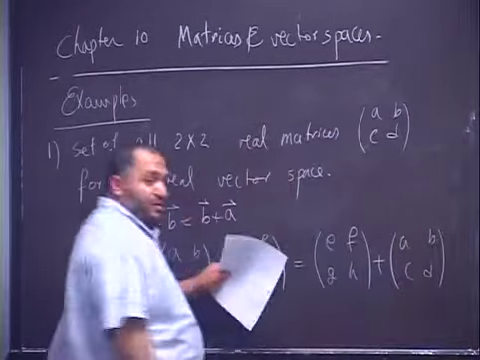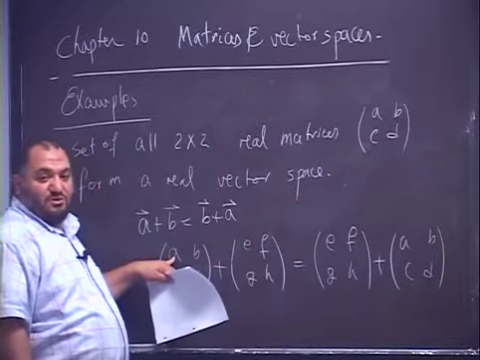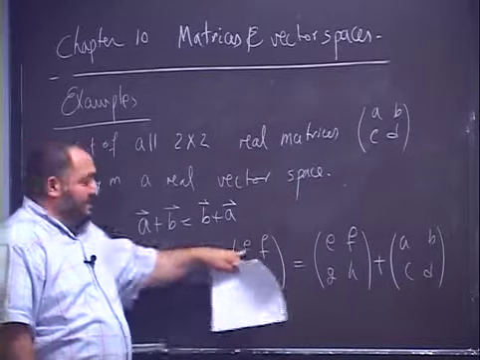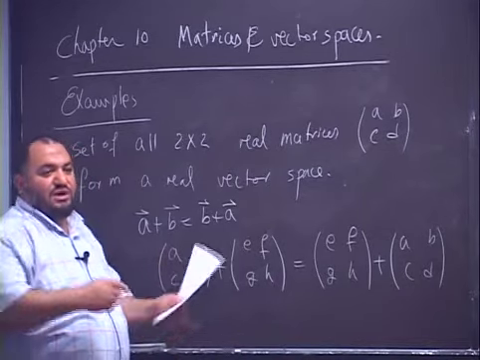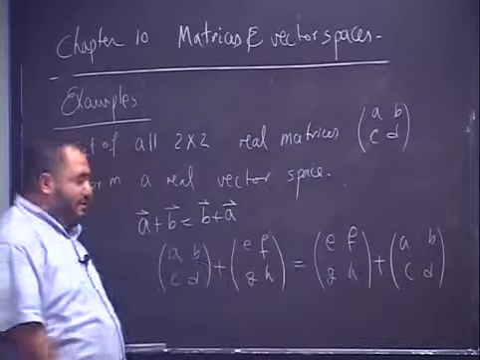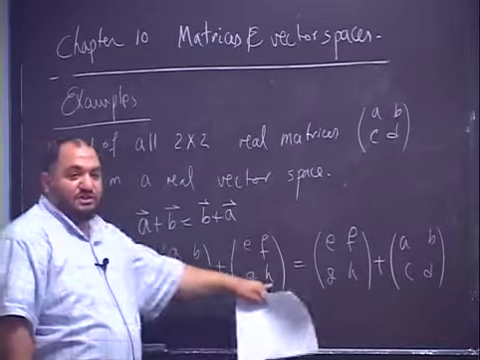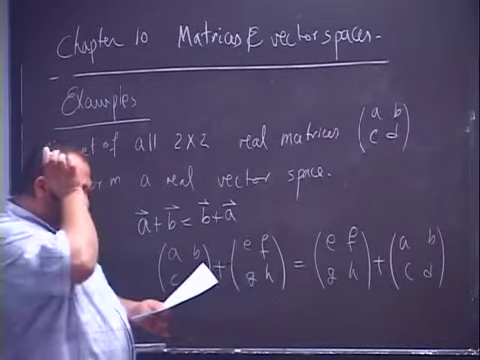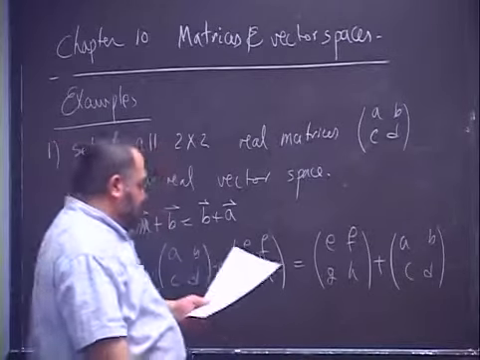Why? Because when you add matrices, you add the first element in the row to the first element, so it will be A plus E, and A plus E is just E plus A, and then you can decompose them again into the two matrices here. And again, C plus G is G plus C, and D plus H is H plus D, and so on. So the commutative addition holds.